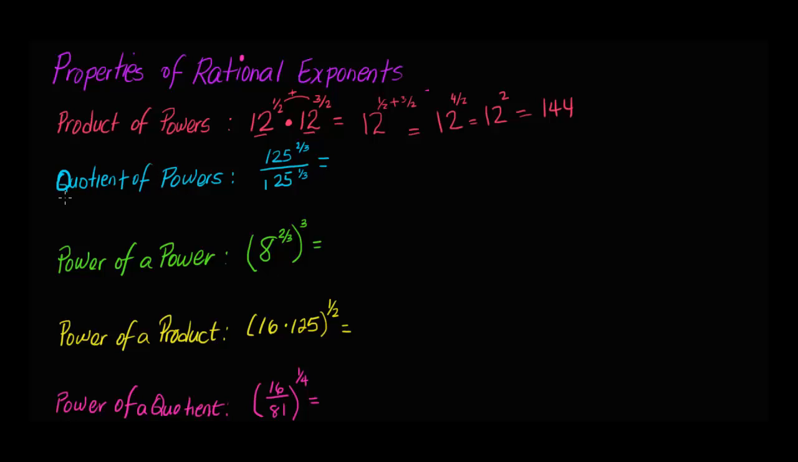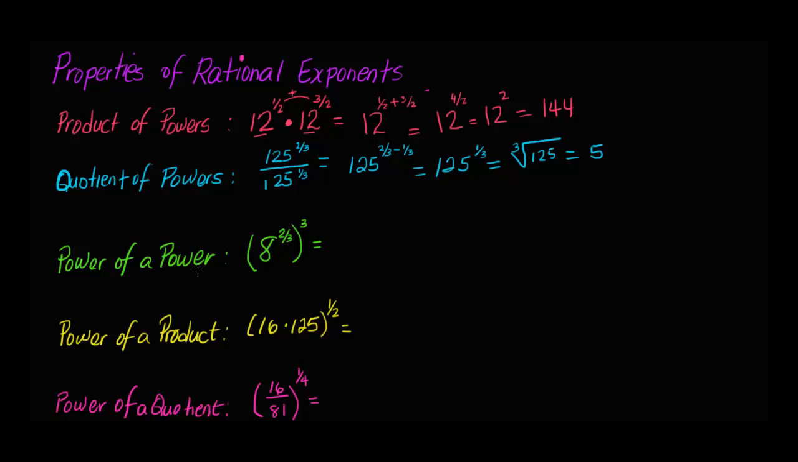For the second example, the quotient of powers. The quotient means we have a division instead of multiplication. So when we multiply, we add. When we divide, we subtract exponents. So we keep the base and we subtract the exponents. So I would have 2/3 minus 1/3, and that equals 125 to the 1/3 power, because 2/3 minus 1/3 is 1/3. And I know I can change this into the cube root of 125, and that will equal 5.